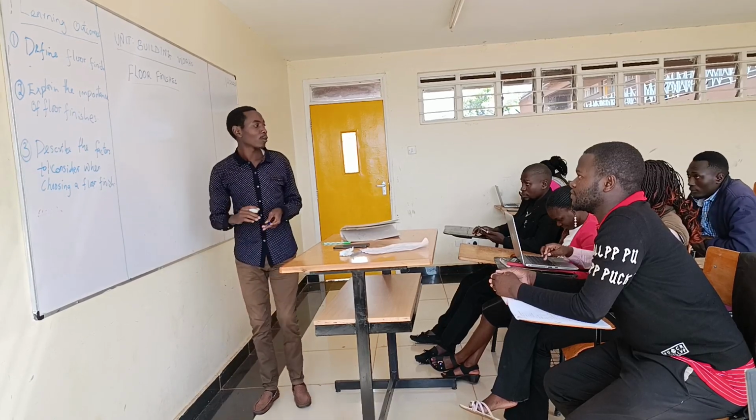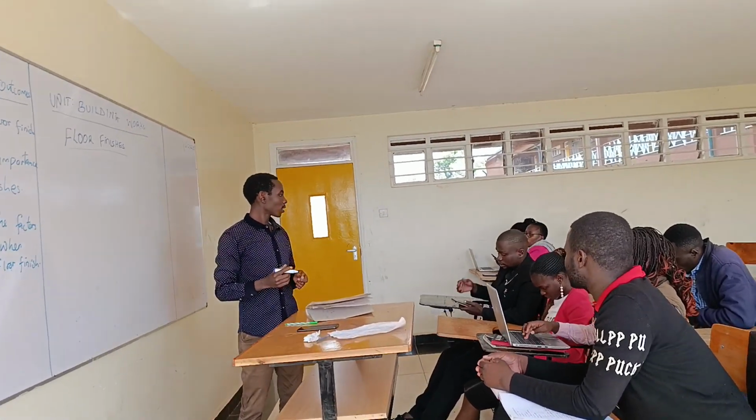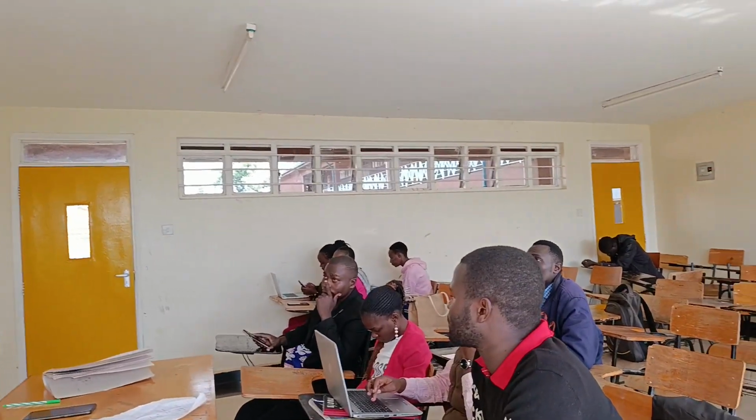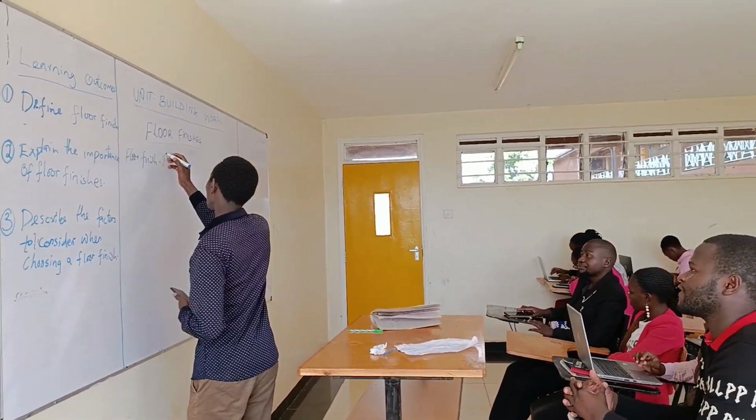Let's start by defining what a floor finish is. Who will be able to define what a floor finish is? It is the final layer of surface treatment applied to a floor to improve its appearance, durability, and functionality. Good try. Any other person to describe what a floor finish is? A floor finish is the final coat that is applied on the surface for it to look aesthetic. Yes, good. Let's go by this definition. So a floor finish is a final layer.